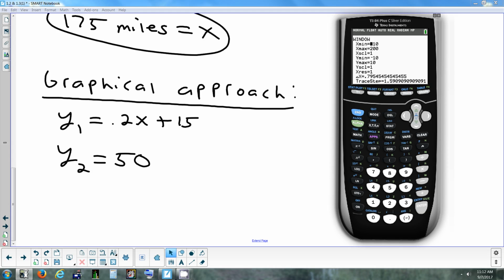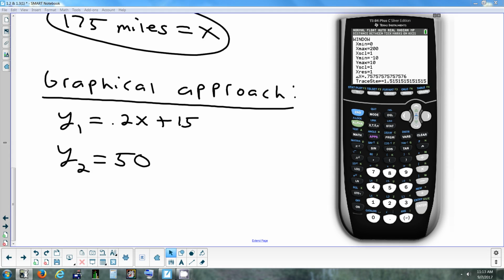How about x min? What does x represent in this problem again? Number of miles. So negative 10 for a minimum? Does that make sense? No. What would be a good minimum? Like what's the minimum you could drive the car? Yeah, technically you could drive 0 miles. You don't drive at all.